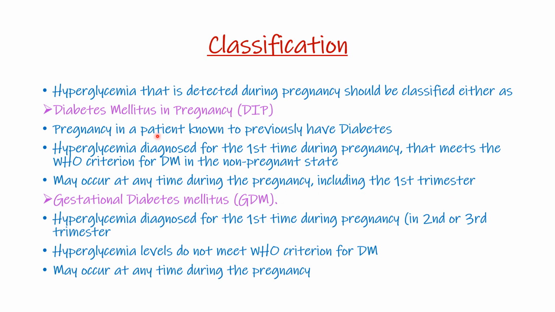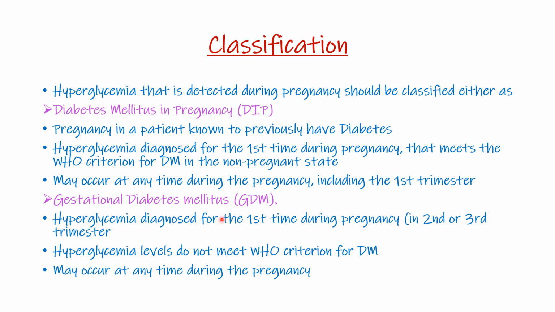So, hyperglycemia that is detected during pregnancy can be classified as diabetes mellitus in pregnancy. This is when a patient is already known to have diabetes previously, or when hyperglycemia is first diagnosed during pregnancy and does not fit the WHO criteria for DM in the non-pregnant state. Kindly note the second point, and this may occur any time during pregnancy, including the first trimester.